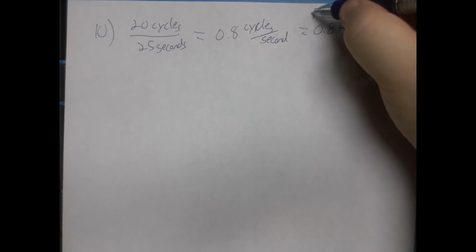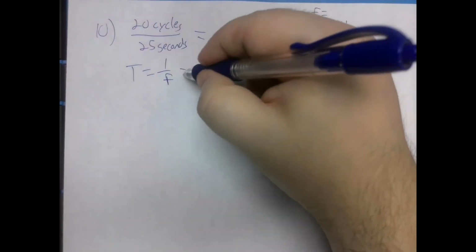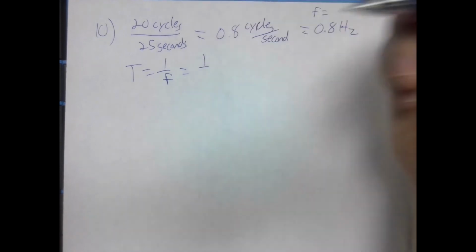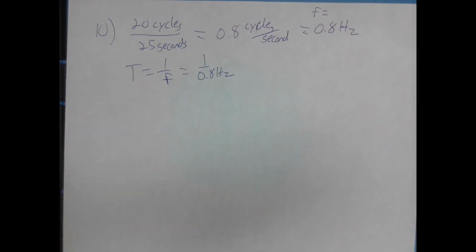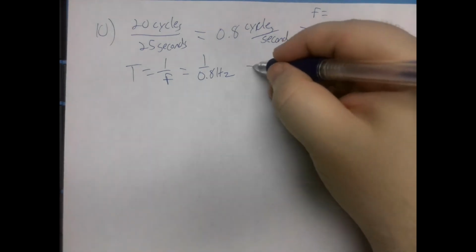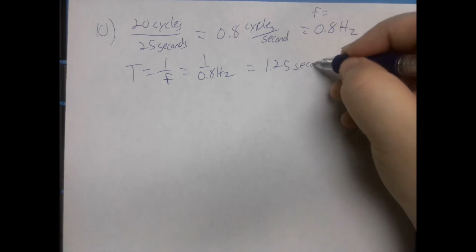So this is for frequency, and thus our period is 1 divided by frequency. This is 1 divided by 0.8 hertz, which gives us 1.25 seconds.